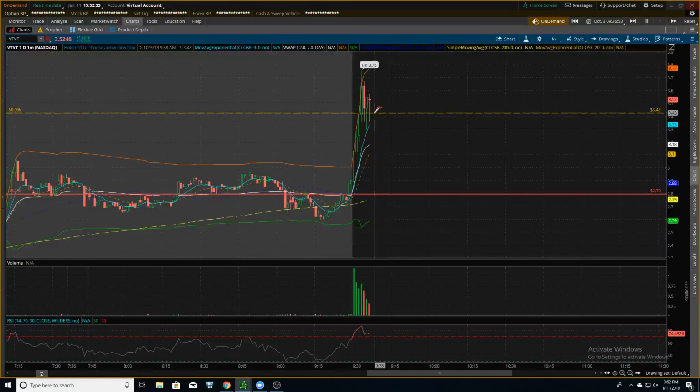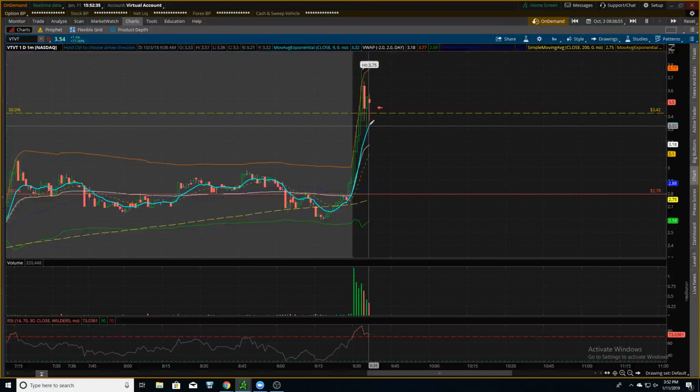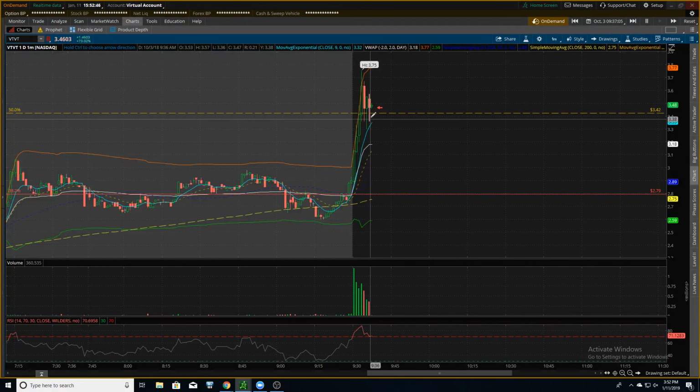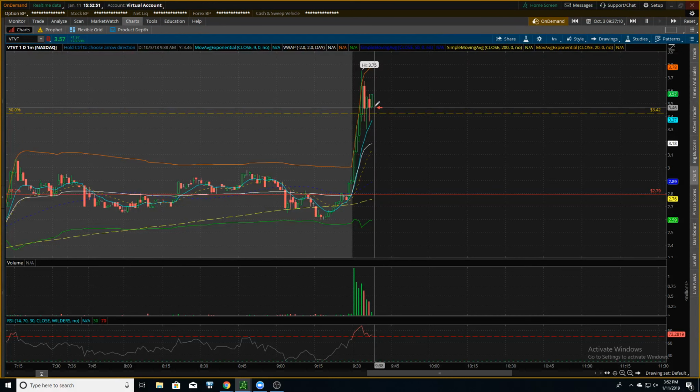You see price action going up. 9 EMA, continuing to push it. There we go. Let it keep pushing up, pushing up. Next candle forming. There we go. Forming up, forming up.